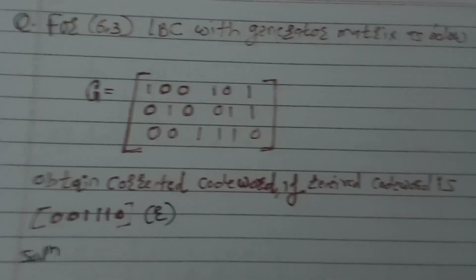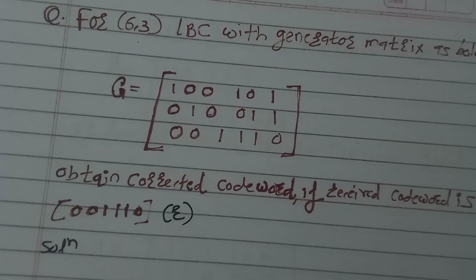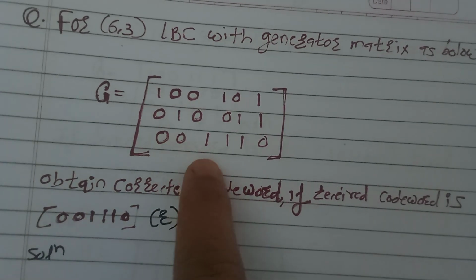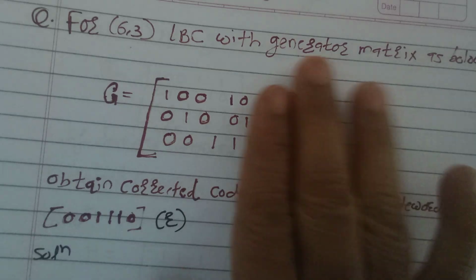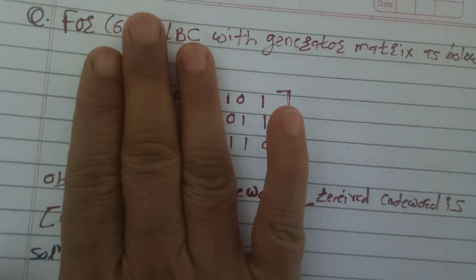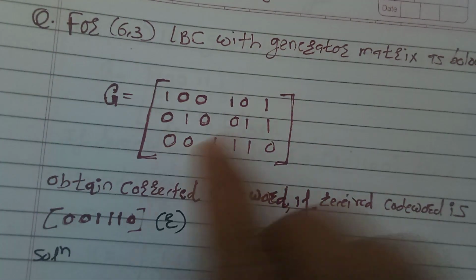So this is the procedure. Let's take another example for the practice. They have given the generator matrix. This is (6,3). So I_k is the 3 by 3 identity matrix. This is the parity block, and this is the identity block of dimension 3 by 3. Now you know how to do it.